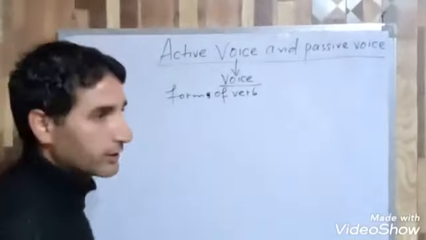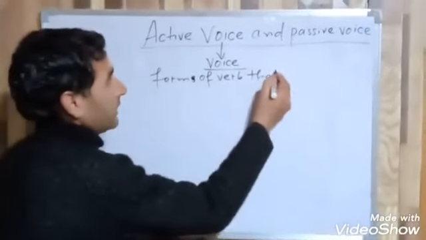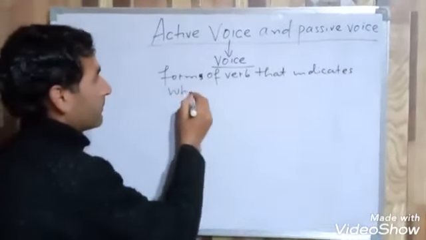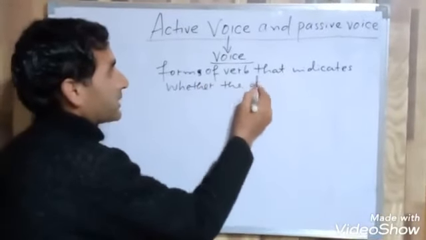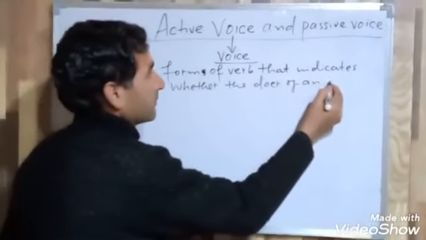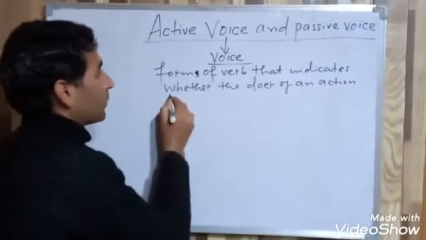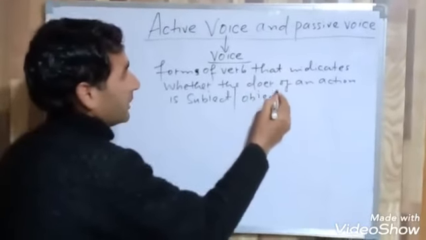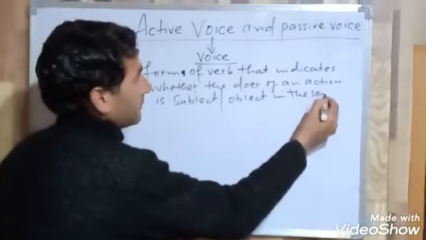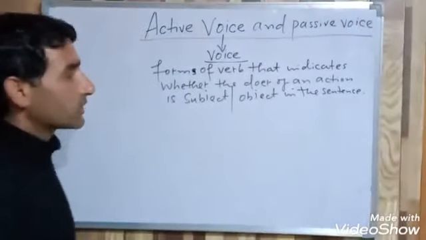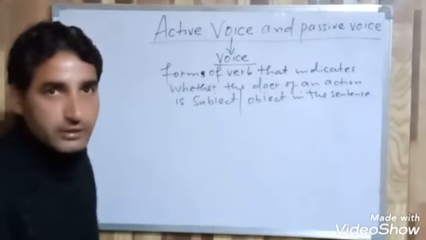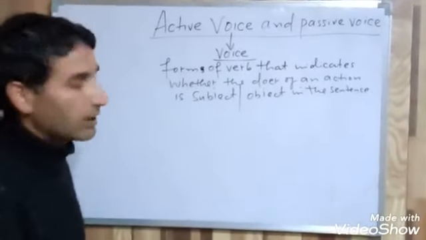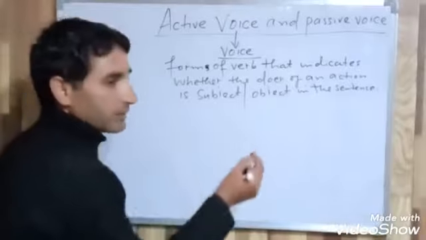that indicates whether the doer of an action is subject or object in the sentence. So voice refers to the form of verb that indicates whether the doer of an action in the sentence is subject or object. Now I can give you an example.